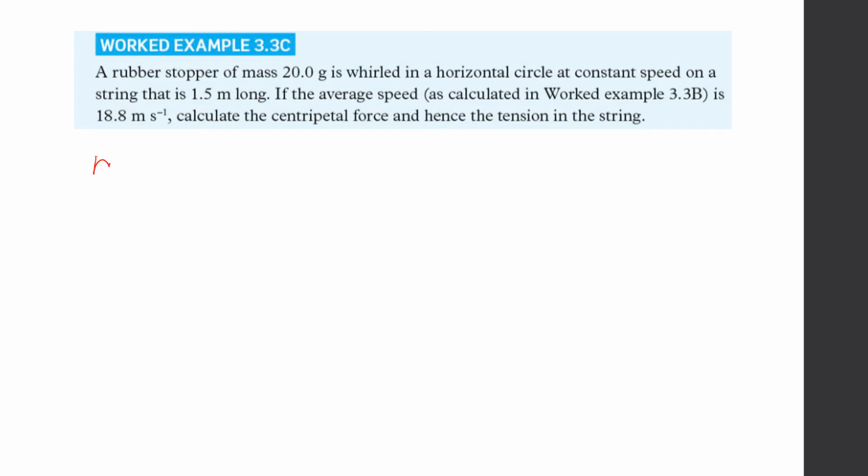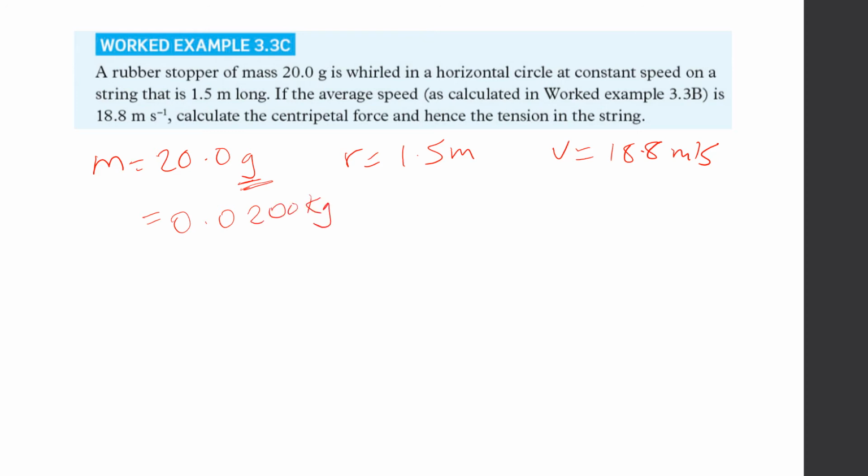So m equals 20.0 grams. Think about that unit, is that right? For the calculations we're doing, r, or the length of the string, is equal to 1.5 meters, and v, or average speed in this case, is 18.8 meters per second. Grams are not the correct units in this case. We need to convert it to kilograms, so divided by 1,000, that gives us 0.0200 kg. We're given these two zeros because we've got these two here, so they're significant.